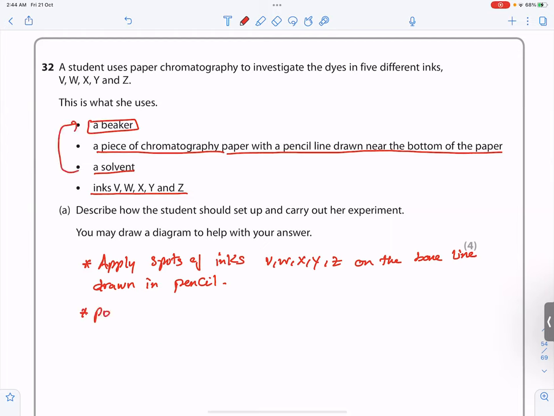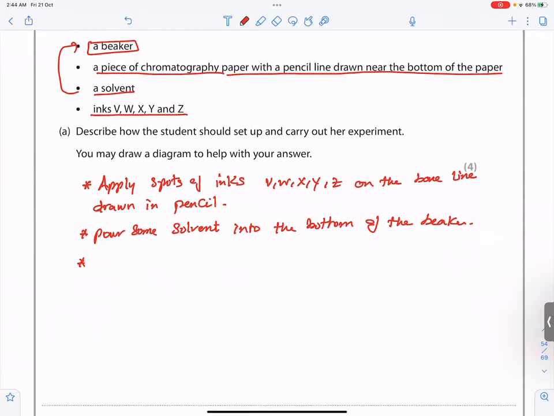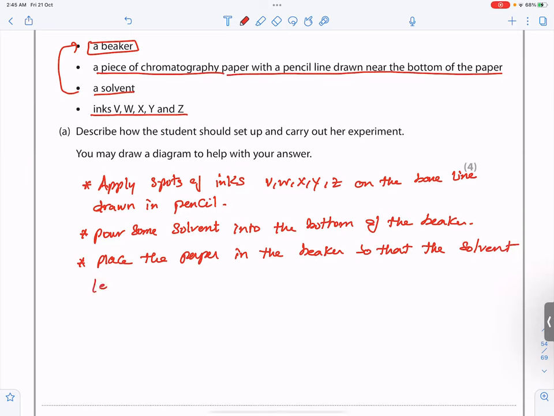يبقى هنا pour some solvent into the beaker أو into the bottom of the beaker. Step 3، إن أنا نحط البيبر جوه السولفنت أو جوه البيكر اللي فيه سولفنت بحيث إن السولفنت ليفل يكون تحت البيز لاين. يبقى هنا place the paper in the beaker so that the solvent level is below the base line.